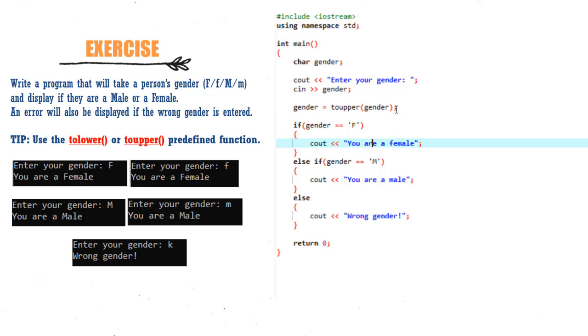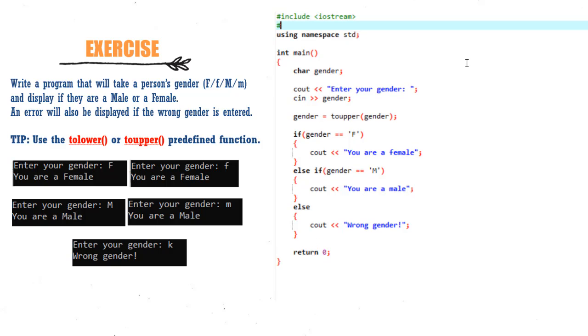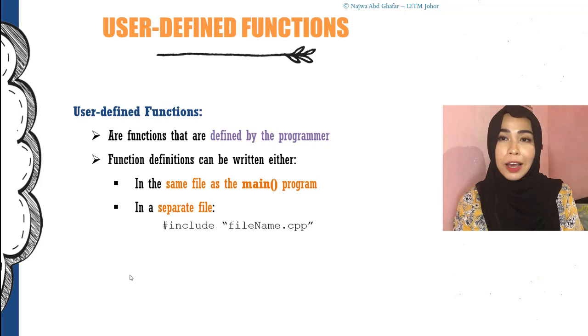All right. So since you're using a predefined function, all predefined functions are located inside a header file. Since toUpper is located inside the header file called cctype, up here you need to write include cctype. All right. So once you've written that, then the compiler will be able to detect this predefined function called toUpper.